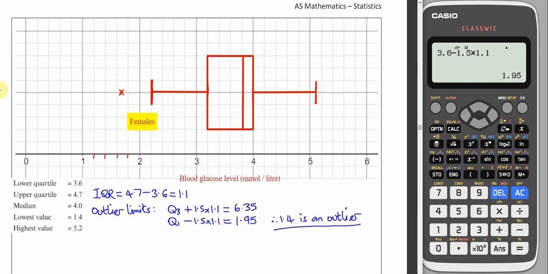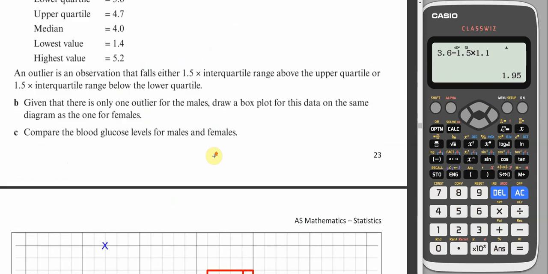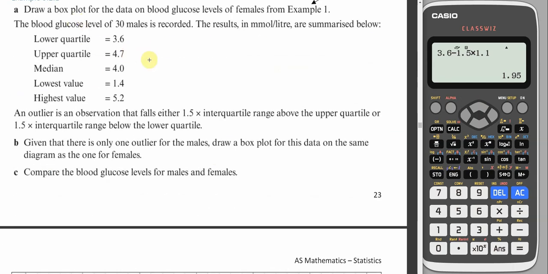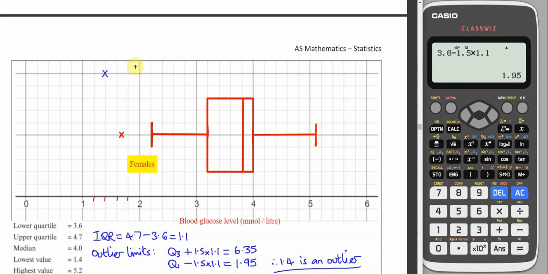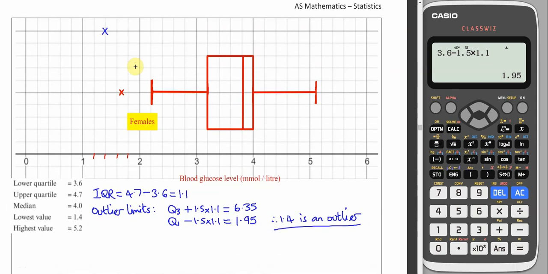Right, let's put these on the graph. So 1.4, which is there, is an outlier. Now we don't have the raw data for the males. If we go back, we've just been given the summary data. So where do we put the beginning of our box plot? Well, in this situation we'd draw it at the lower limit for the outliers, so 1.95. So 1.95 is where we're going to draw the beginning of the box plot.